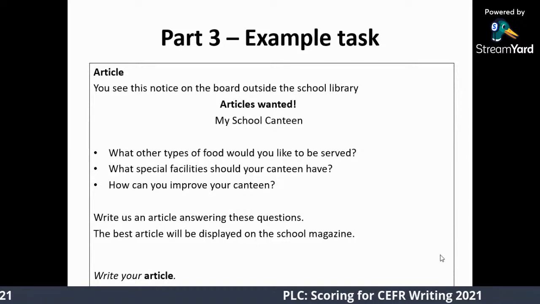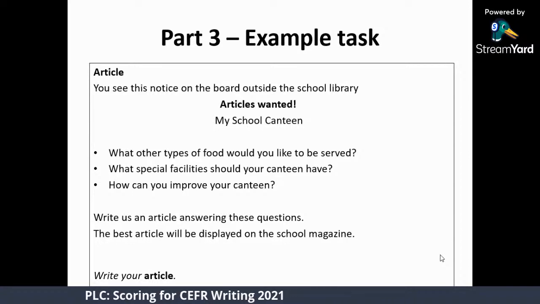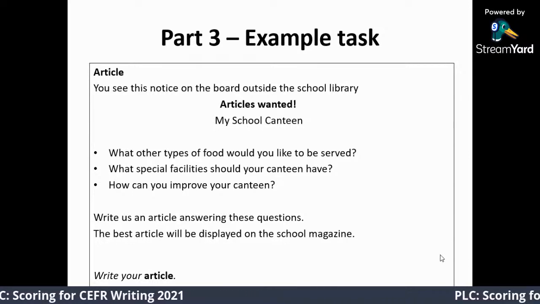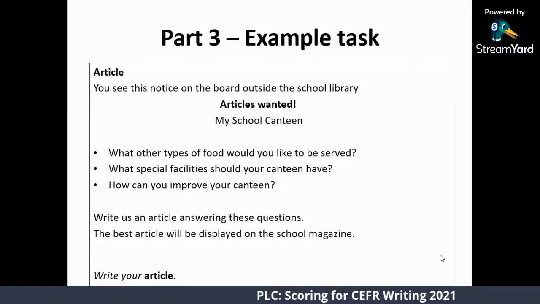Next, write us an article answering these questions. So it has to have the title and the opening, the body, and also a concluding paragraph summing up the whole article. Okay, so that is one. Next, Izul.